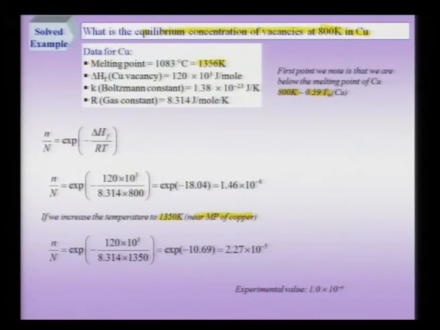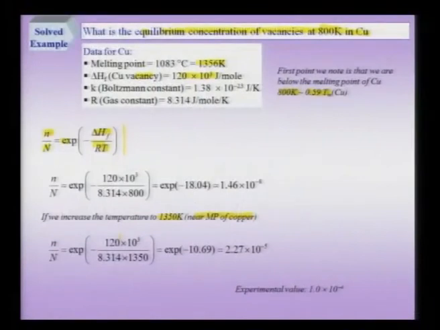The enthalpy of formation of a copper vacancy is about 120 kilojoule per mole, and we know that the fraction of vacancies at any temperature is given by n by N, where n is the number of vacant sites and N is the total number of lattice positions, equal to exponential minus delta Hf by RT. That means the more the enthalpy of formation of vacancies, the lesser the number of vacancies; the higher the temperature, the more the vacancies.